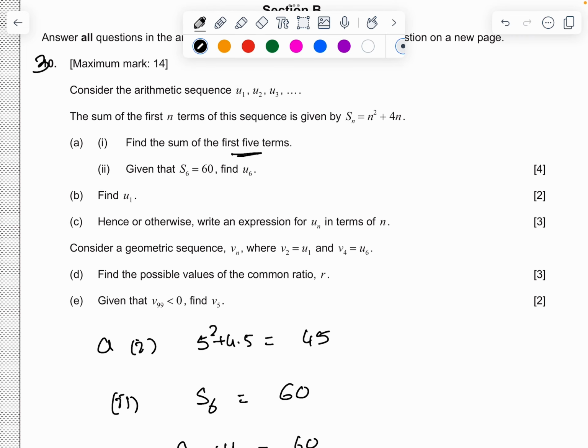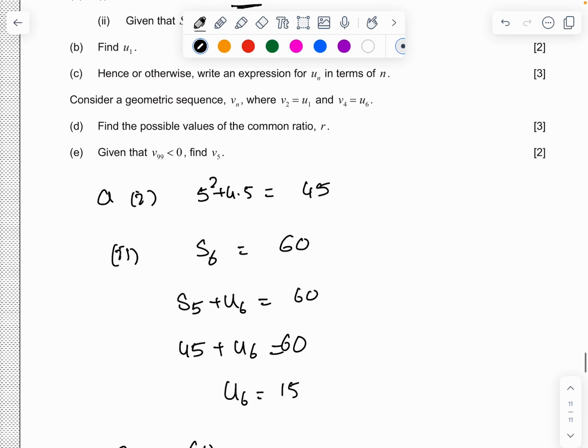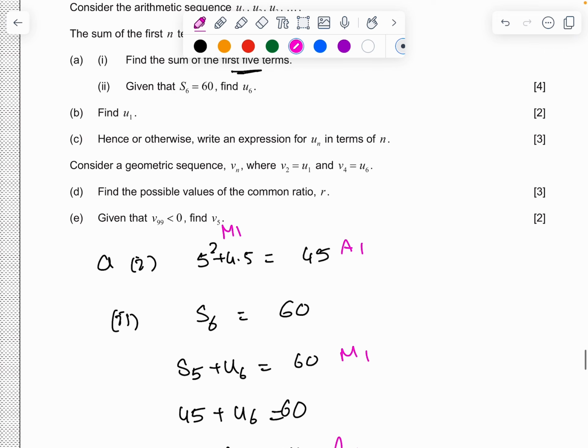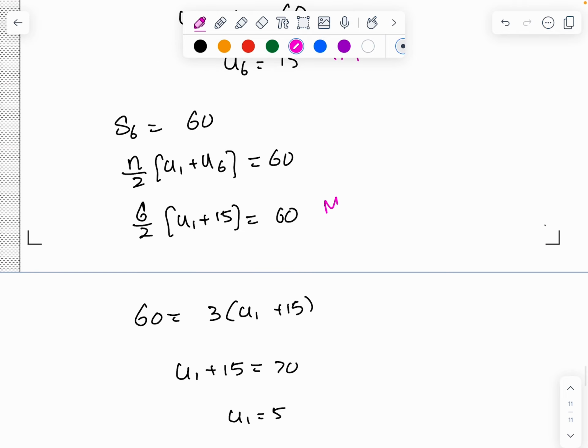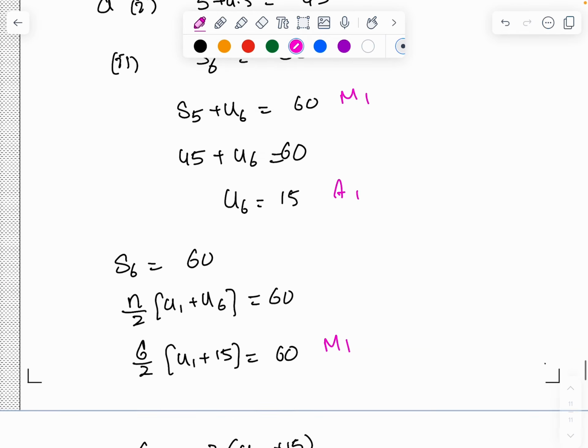Then these are 4 marks and 2 marks. Over here, method 1, accuracy 1, and this is method 1, accuracy 1. And U1 is 2 marks. So this is method 1 and accuracy 1.